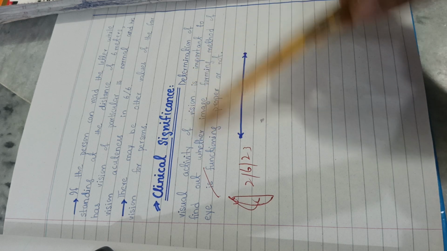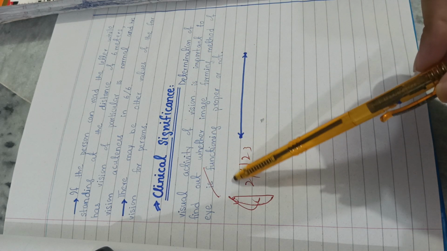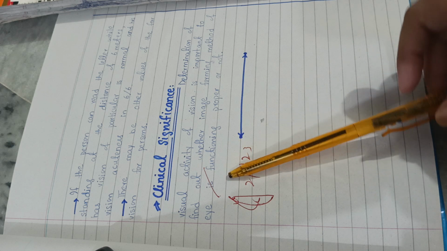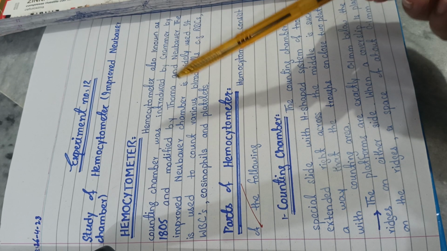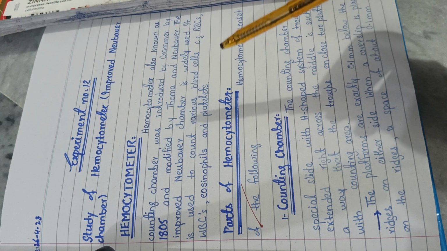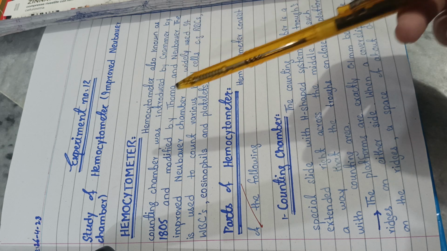Its significance is that it is important to determine the visual acuity and the performance and functioning of your eye. So this is experiment number 12, and in this experiment we are going to study the hemocytometer, which can be called the improved Neubauer chamber.